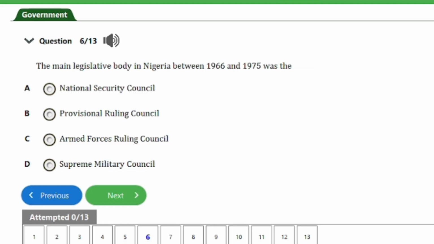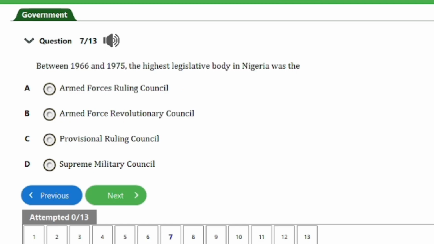So guys, here's the next question, question number 6. It says, the main legislative body in Nigeria between 1966 and 1975 was the A. National Security Council, B. Provisional Ruling Council, C. Armed Forces Ruling Council, and D. Supreme Military Council. So guys, the answer to this question here is option D. That's the Supreme Military Council. So let's head on to the next question, guys.